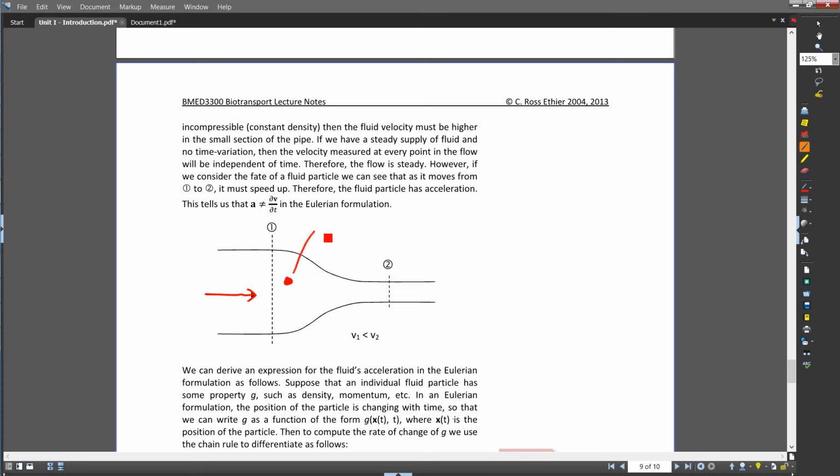And we're going to suppose that that particle has some quantity g associated with it. So g could be the temperature of the particle, it could be the concentration of some substance in that particle, it could be density, it could be a whole bunch of things. It's extremely general. And we ask the question, how does g change with time? What is dg dt? But we ask it in a very specific way, because we're going to do what we call material following.